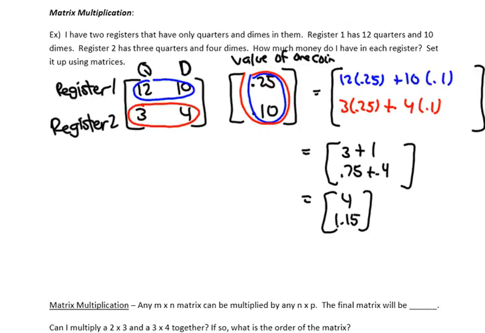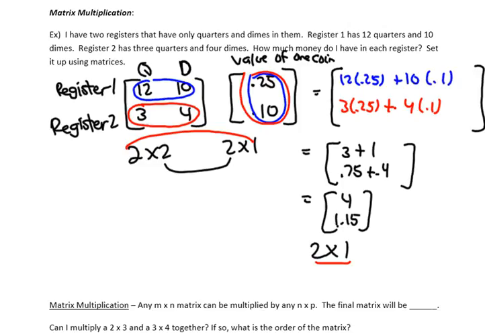Okay, so the other thing I want to talk about here is take a look at the dimensions of each matrix. The first one's 2 by 2. The second one is a 2 by 1. And notice my answer is a 2 by 1. Okay? So in other words, if I can get these values to be the same, I should be able to multiply. And then these two values will give me my dimensions for the final matrix. So this is an example of matrix multiplication.